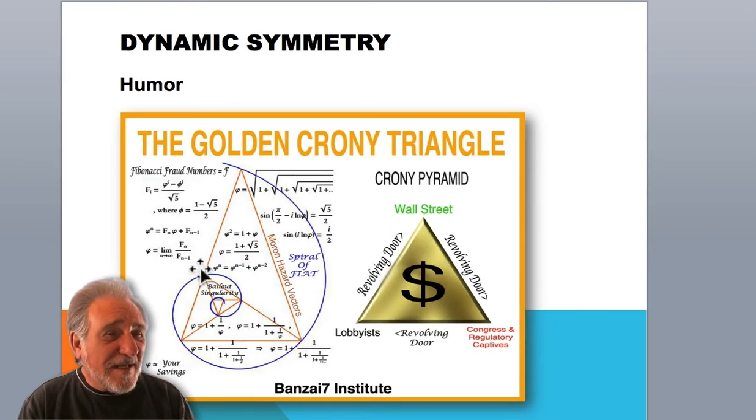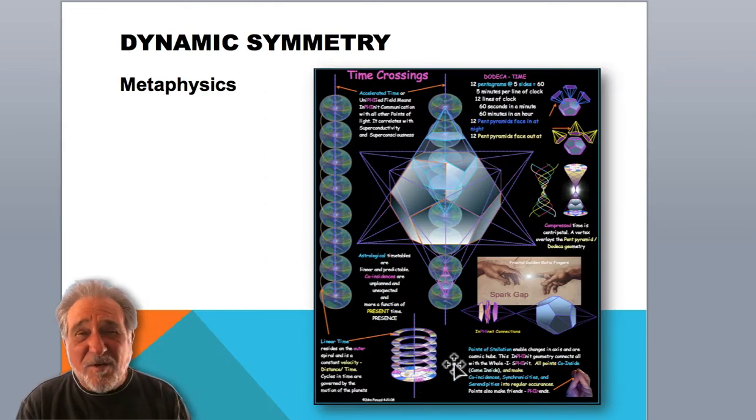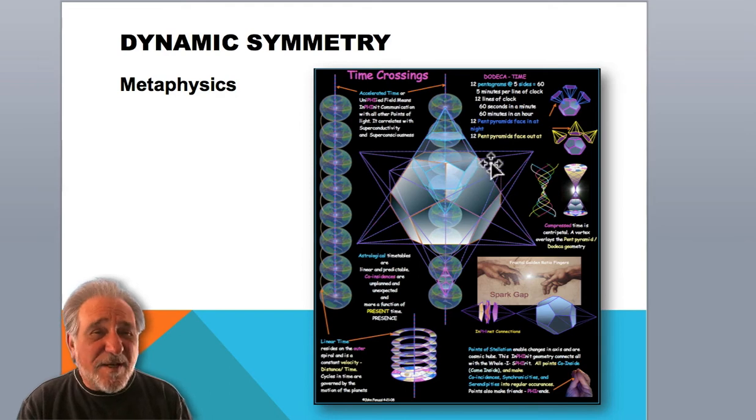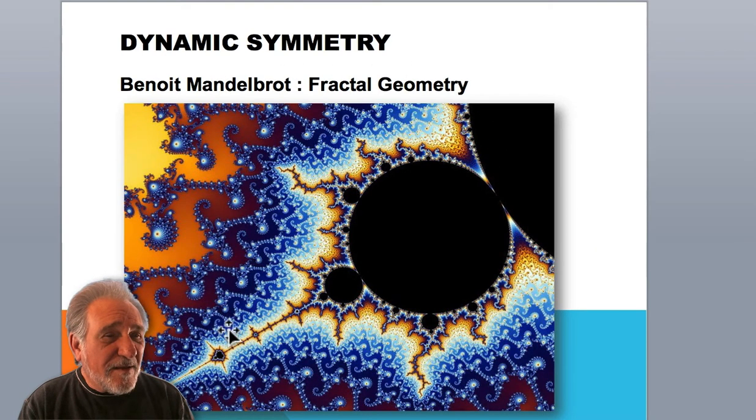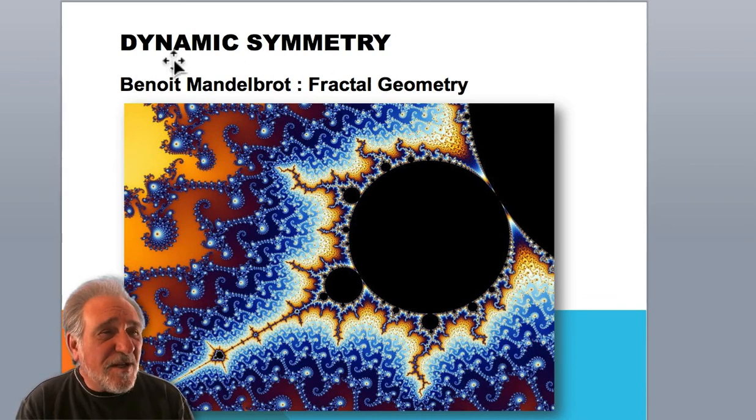And then getting into a little bit of humor with the Crony Pyramid, and then a little bit more metaphysics, and you can really go off on that. That gets pretty crazy. And then, of course, we get to the final stage of the development of fractal geometry based off of the golden section. And we're going to pause this for a second.